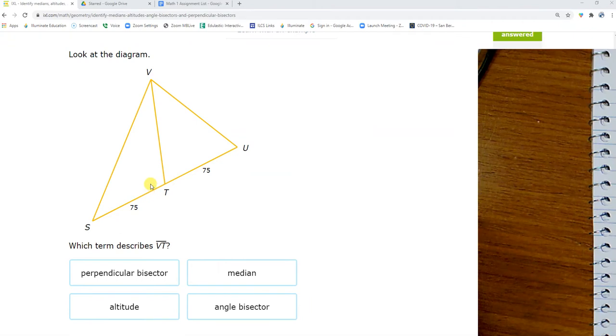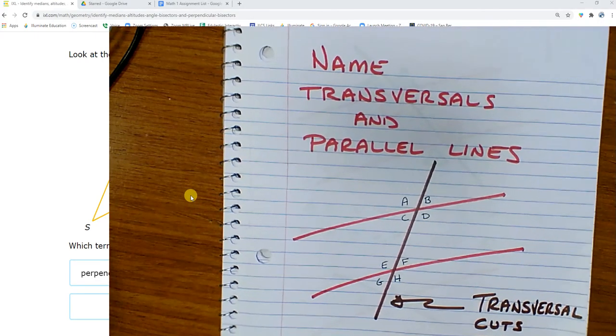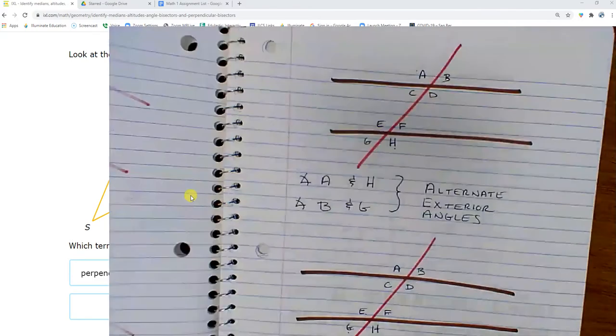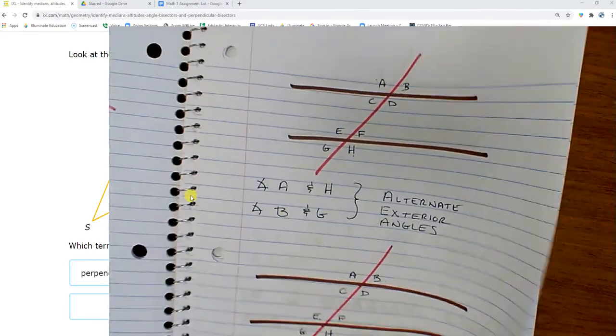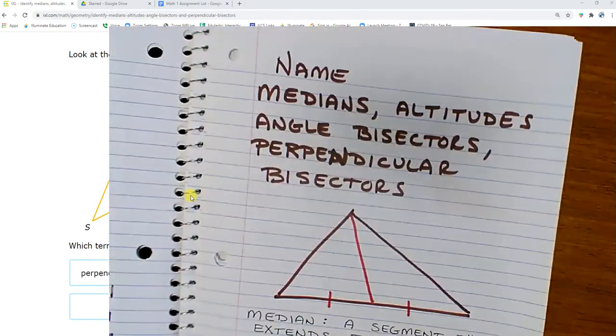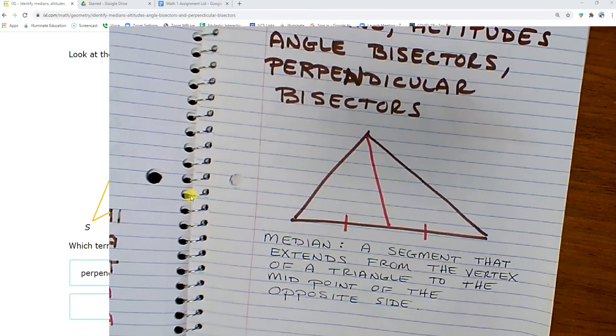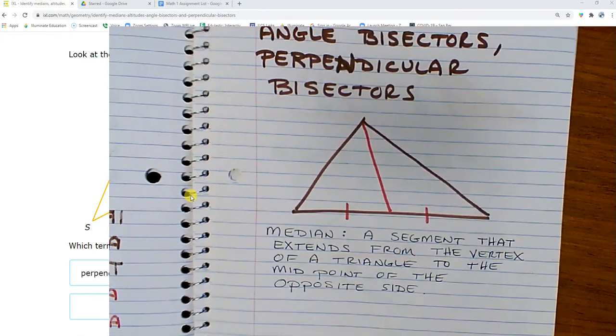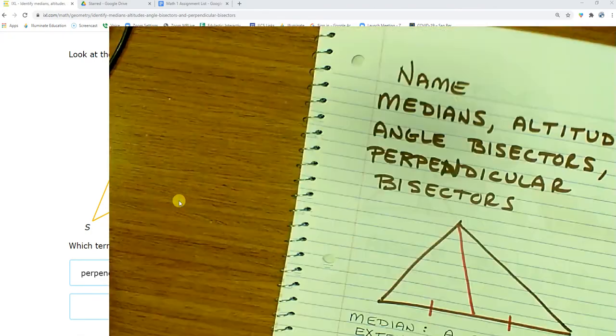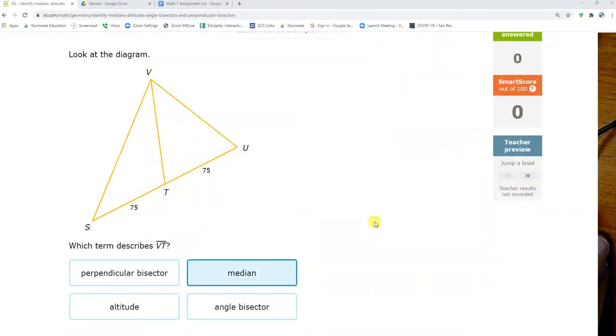What is VT? Well, VT, it looks like it's bisecting it. It's not an angle bisector. It's a median, because a median, let's see. I have a median somewhere described in here. A median must cut it in half. A median is a segment that extends from the vertex to the other side and cuts it in half. Here's the median. So it's a median.